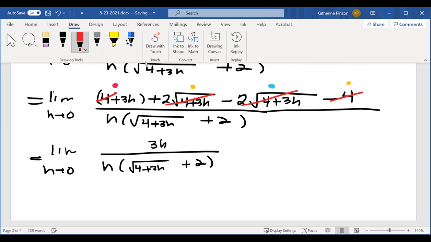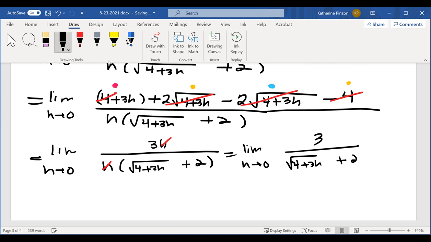Okay, what can I do now? Cancel the h's. Yeah, I have 1h in the numerator and 1h in the denominator. Cancel those away. That's good news, because once the h is gone, then all that bad stuff shouldn't happen anymore. Okay, what shall I do now? Plug in 0 for h, right?